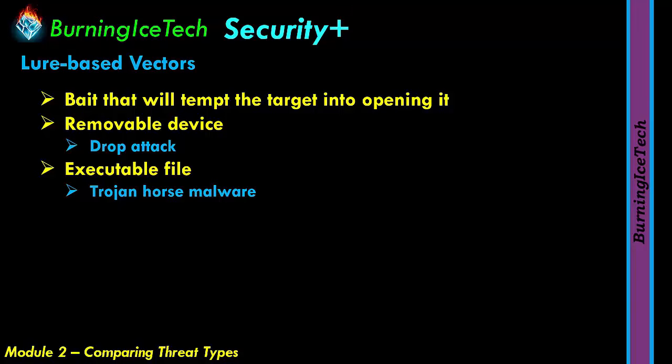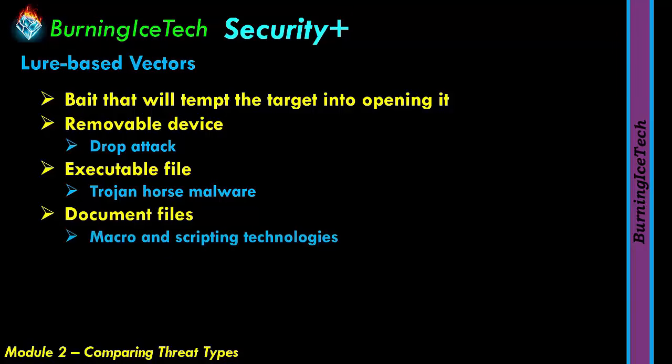Other lure-based vectors you get, this is just something that happens to fall under this category, is document files. This can be a Word document, a PDF document, things like that. And generally they'll have stuff embedded in them. So it might be a legitimate document with legitimate information on it, but it's got other stuff embedded into it. This includes, but is not limited to, things like macros and scripting technologies, guys. So just because it's a document that legitimately looks like a Word document or a PDF document, it might even open. That doesn't necessarily mean it's safe, folks, which is why you should always scan this stuff.